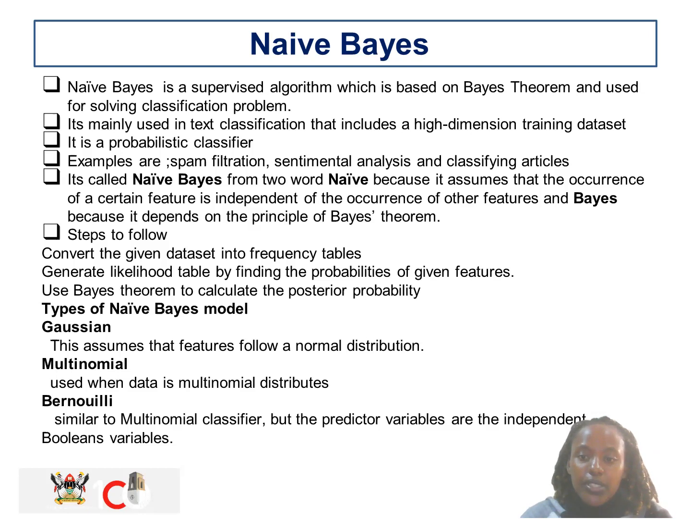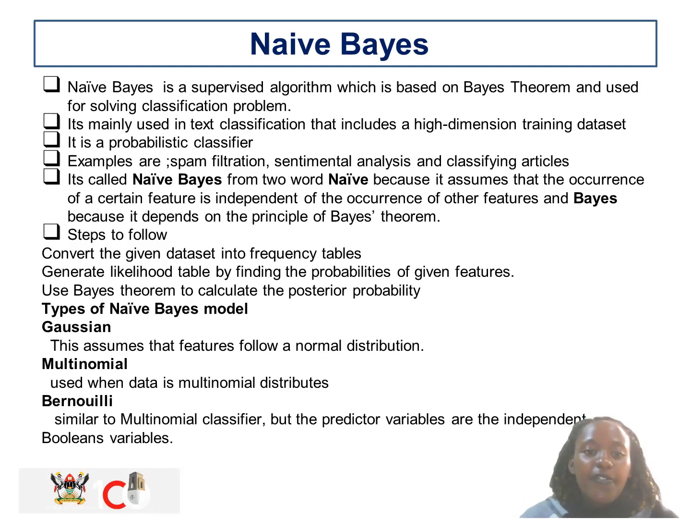Steps to follow when you're using Bayes: you convert a given data set into frequency tables so as to eliminate confusion. You generate the likelihood table by finding the probabilities of given features, and use the Bayes theorem to calculate the posterior probability, because we talked about how the Bayes theorem uses the prior probability to estimate the upcoming probability, the posterior probability.